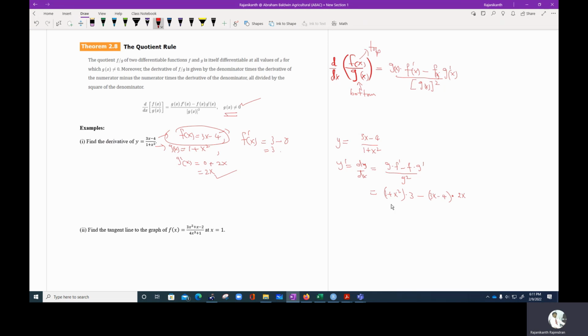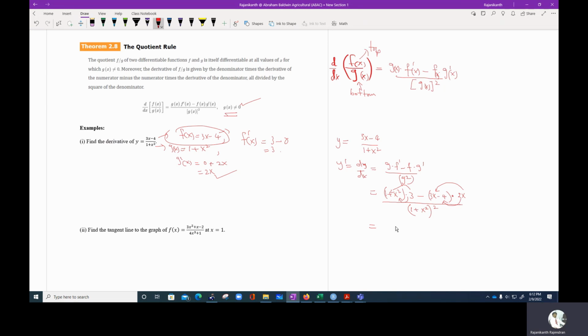Then you have to divide everything by the bottom function squared, which is g squared. So g is 1 plus x squared, so we have to square this. Okay, if we can simplify this answer, that's fine. So let us simplify this further. You could distribute 3 with 1, 3 with x squared. Similarly, 2x with 3x, 2x with a negative 4.